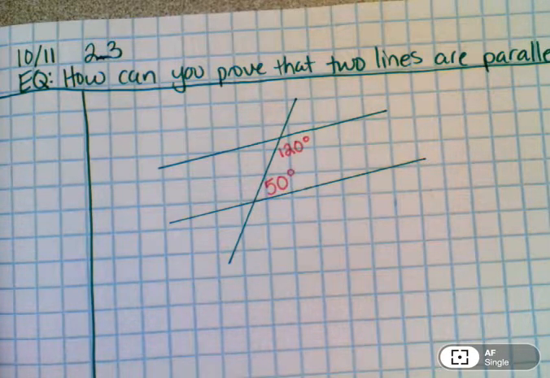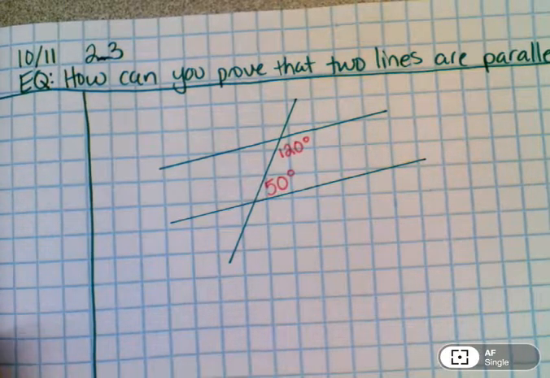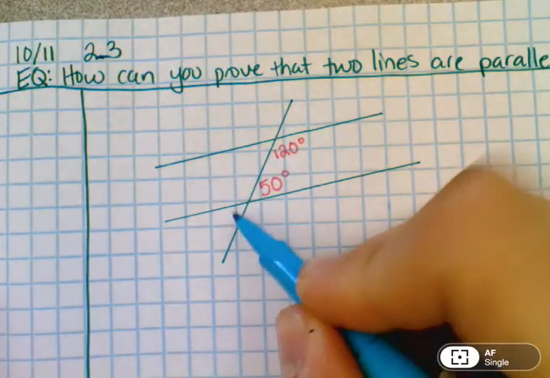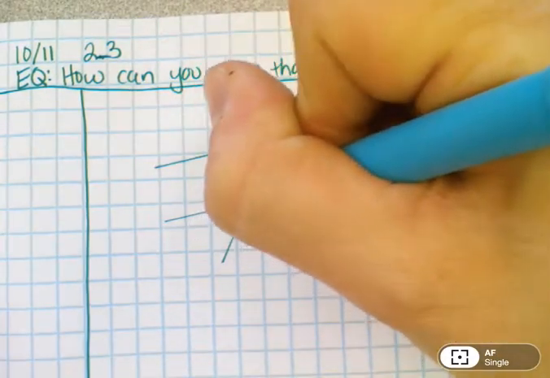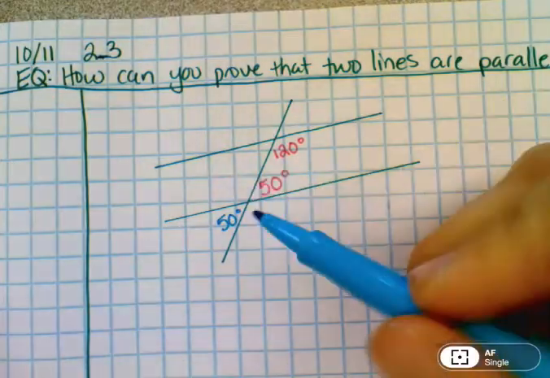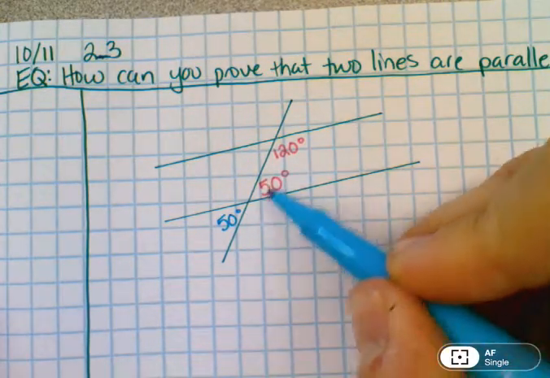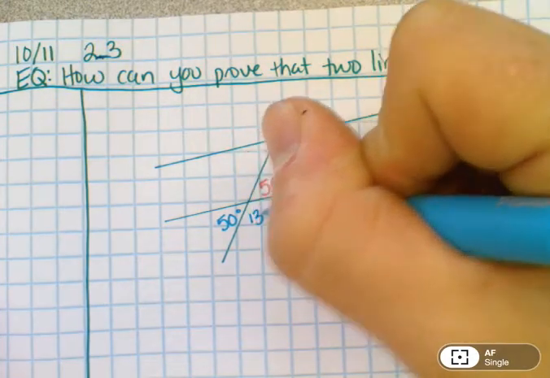I'm going to take a different color, and we're going to fill in all the other angles that we know about here. If this is 50 degrees, then this is a vertical angle to that, and it has to be 50 degrees as well. And then, of course, these two angles form a linear pair. They add up to 180, and so 180 minus 50 is 130.